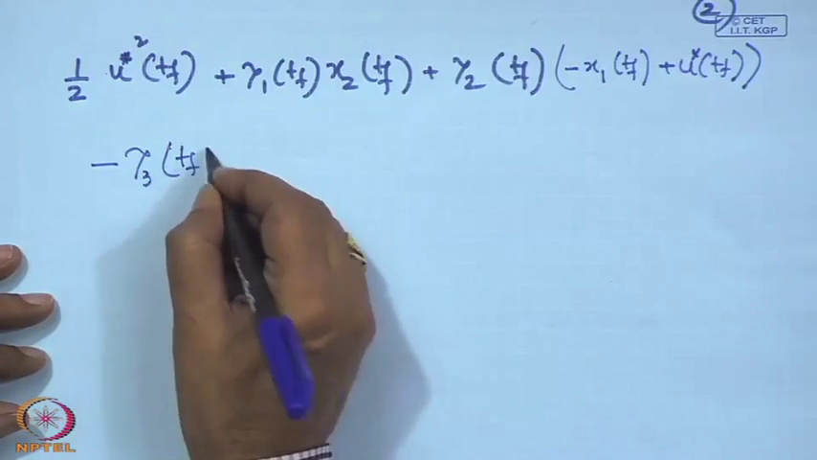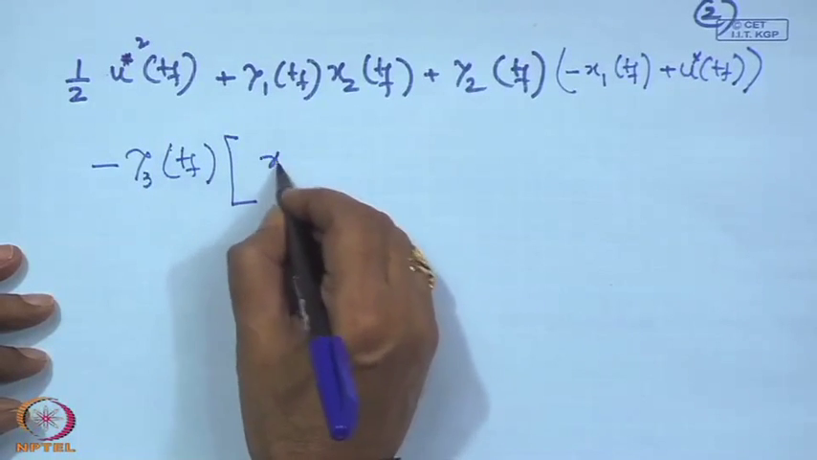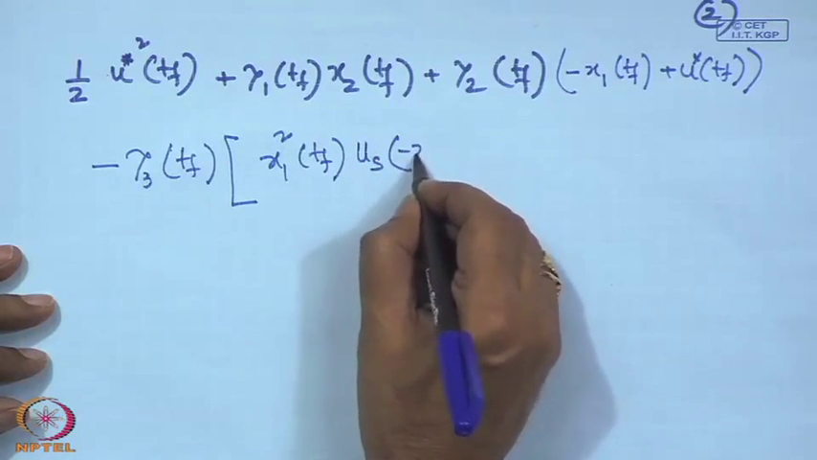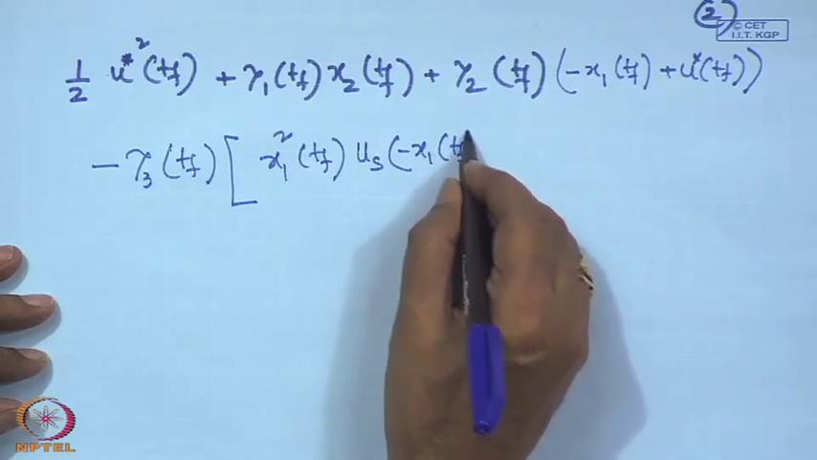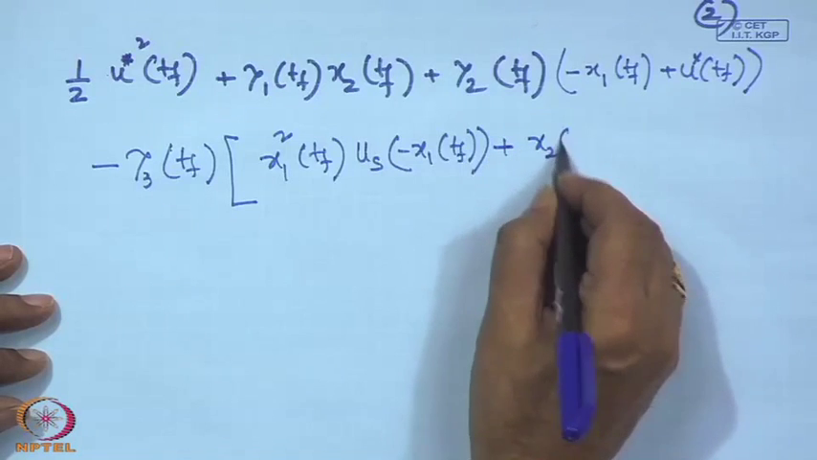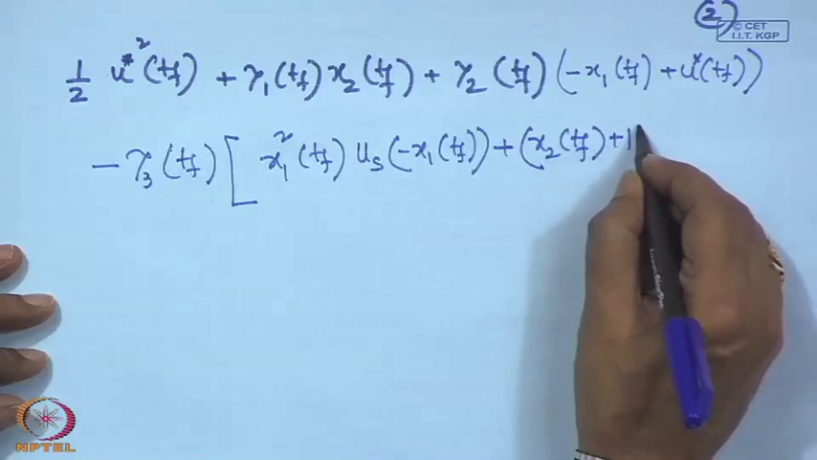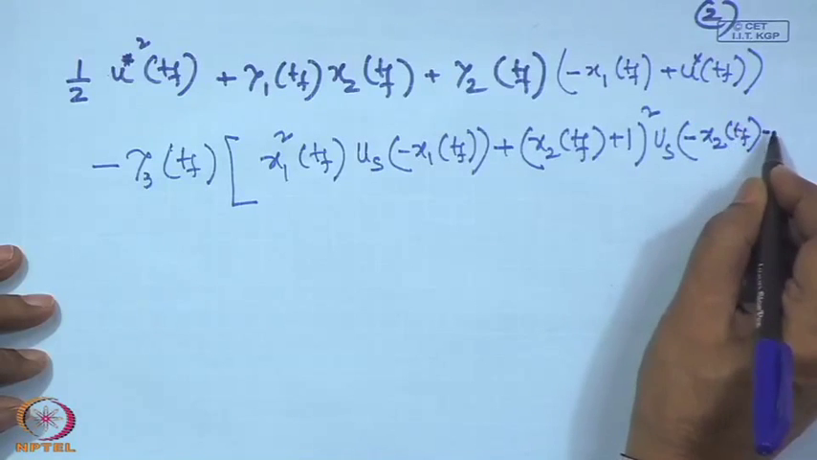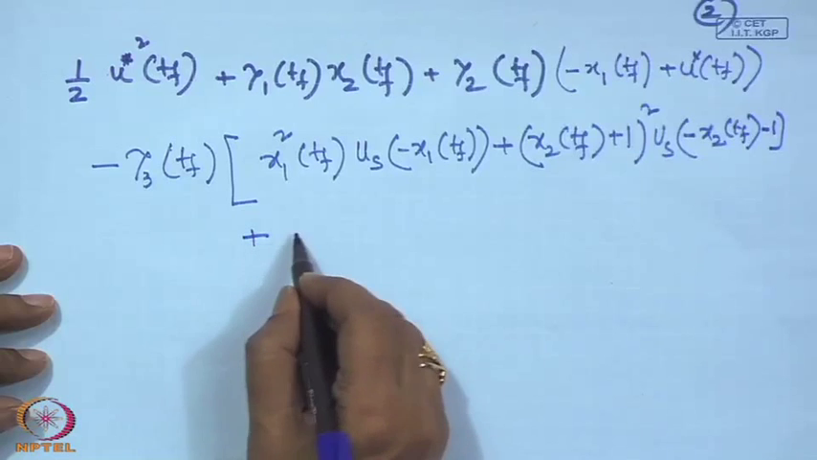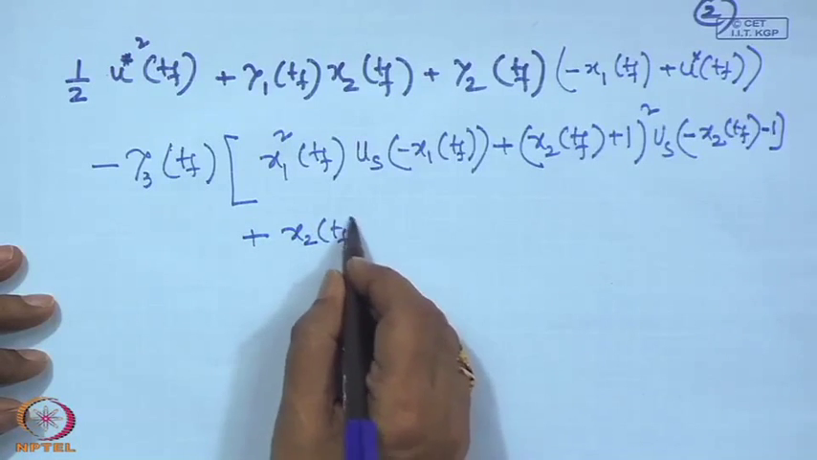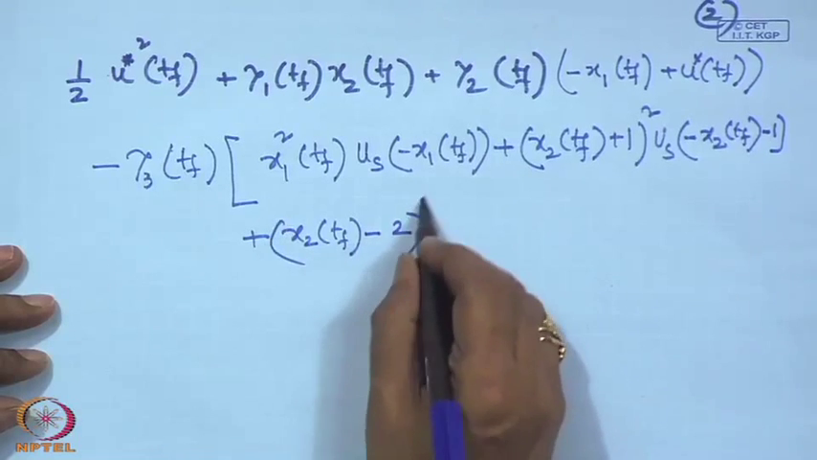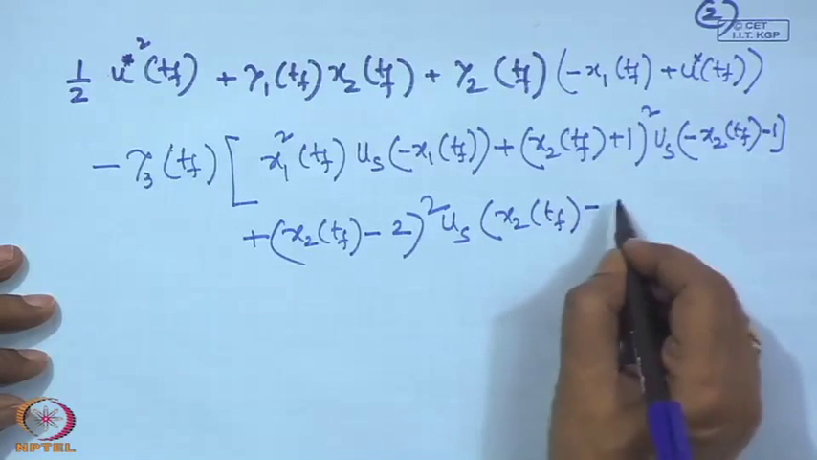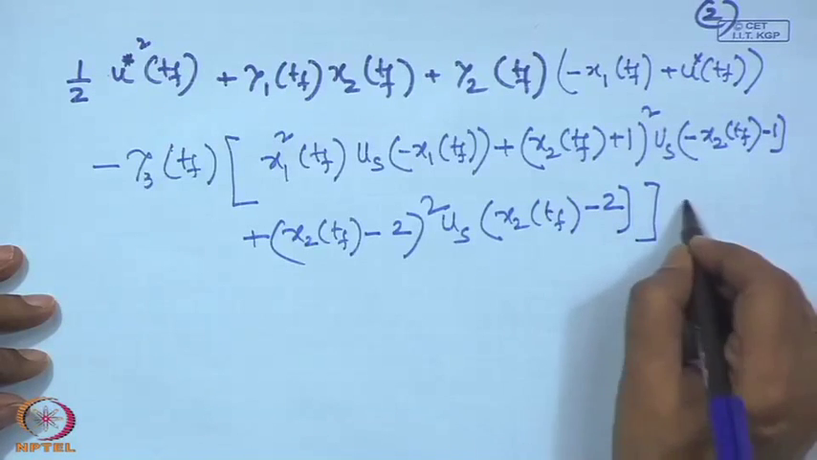So, this is the Hamiltonian condition: x1 squared of Tf times the unit step function us of x1 of Tf, plus (x2 of Tf plus 1) whole squared times us of minus (x2 of Tf minus 1), plus (x2 of Tf minus 2) whole squared times us of (x2 of Tf minus 2), is equal to 0.